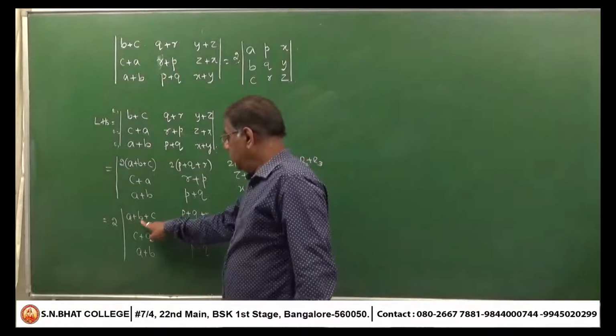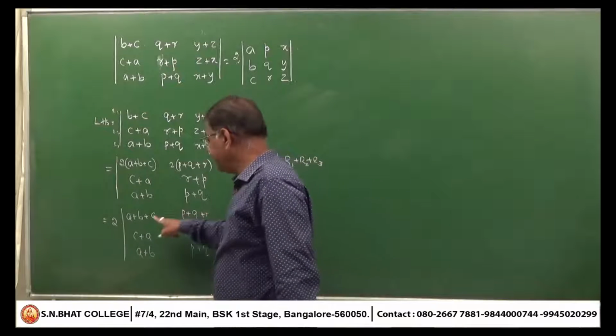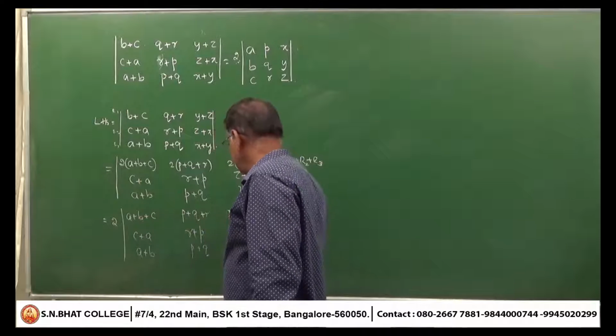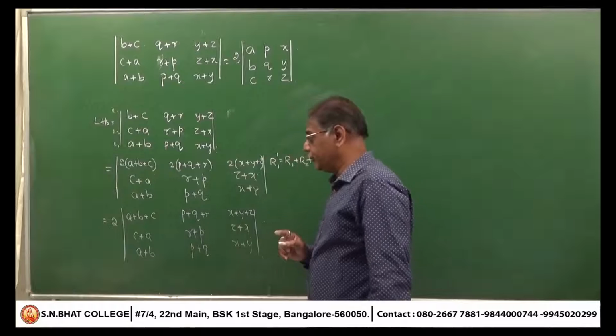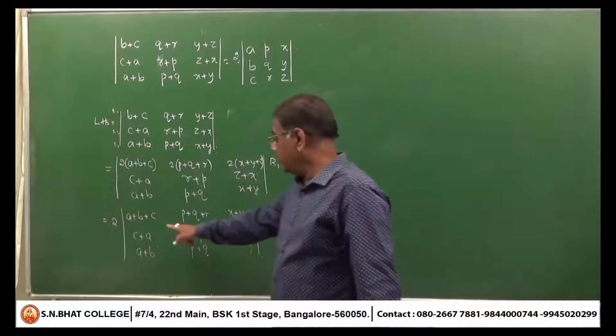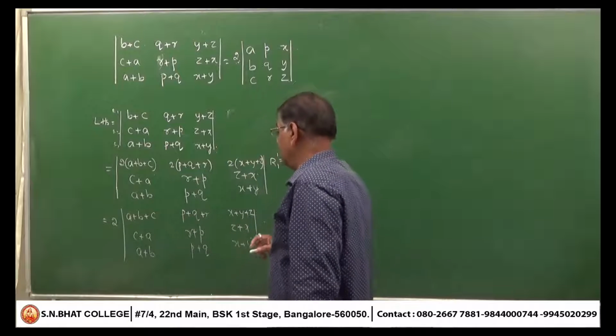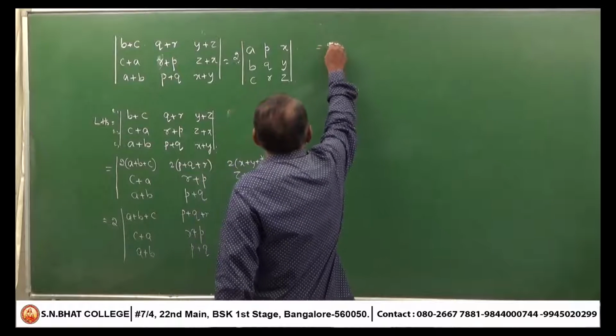Next, in the first row you have a sum of 3 terms. Try to make a single term in the first row. That is, R1 dash is R1 minus R2. Do this one. This is 2 times.